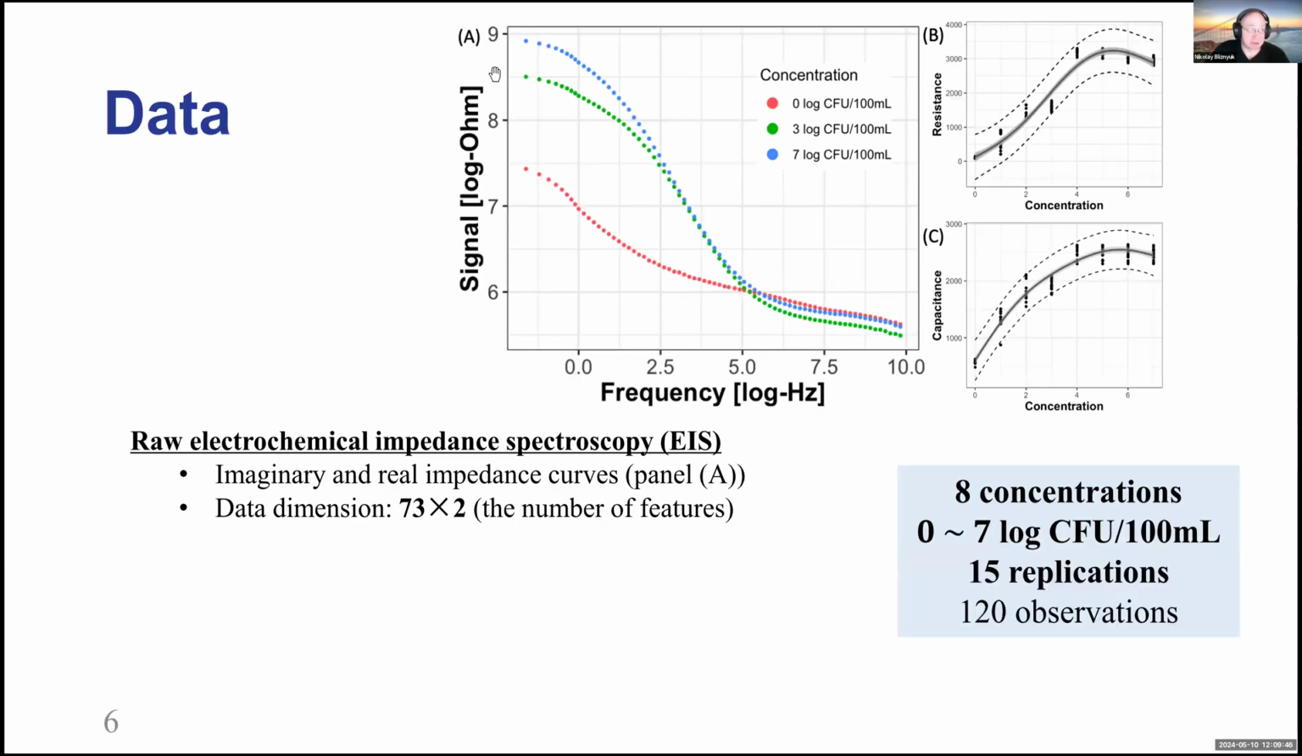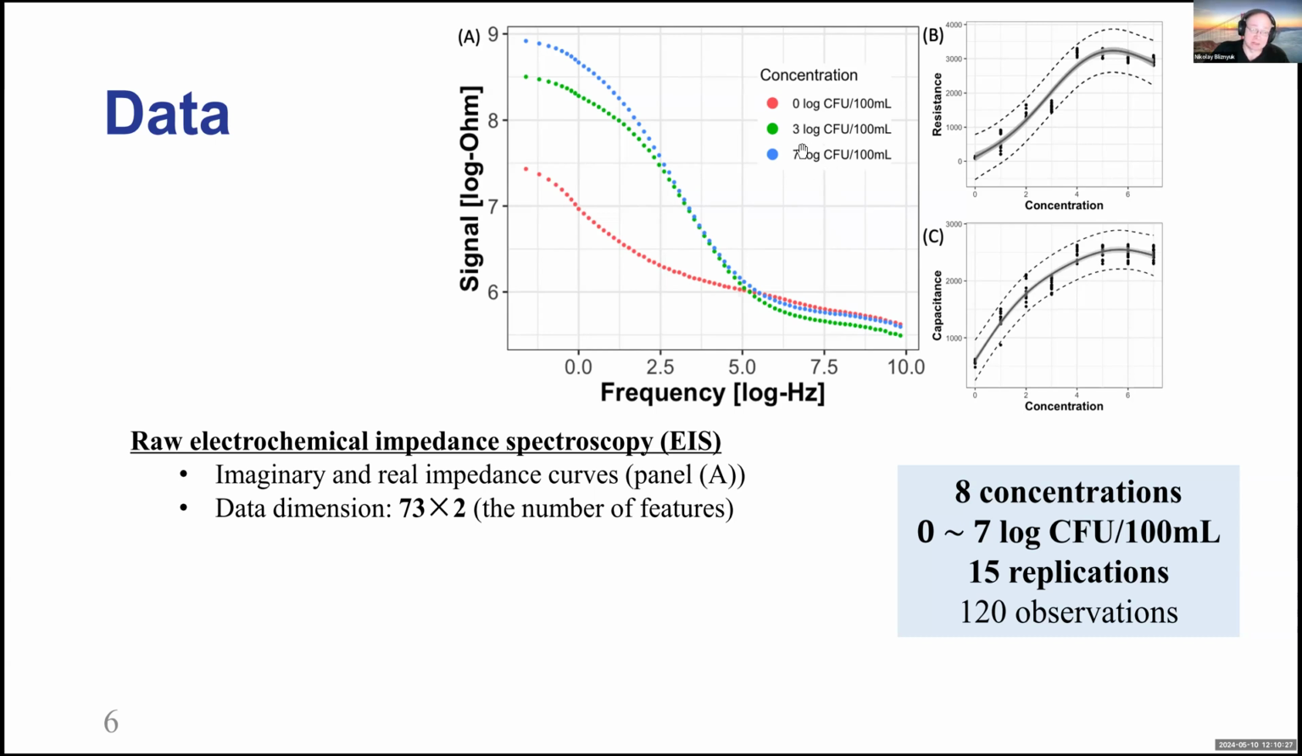This is what the data look like. So in the top left, we have an example of the so-called impedance curves. The fancy name is electrochemical impedance spectroscopy curves. What we have is the signal on the y-axis, and on the x-axis we have the frequency. And what we have on this plot is three impedance curves, one for a given concentration. So here the concentration is measured on the log 10 scale.